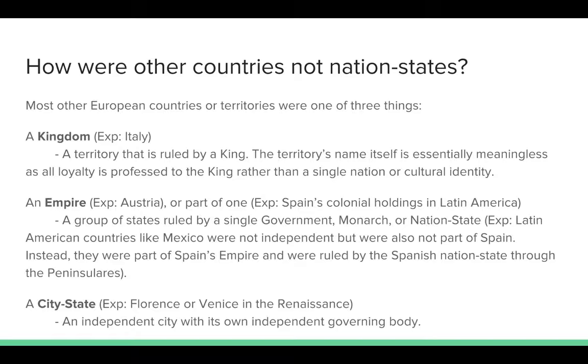You might be asking at this point, well, if that's the case, then how is Spain both a nation state and an empire? To be honest, you can be both. Spain itself is a nation state that had an empire. It had colonial holdings, and we'll get more into that when we get to what's called imperialism. Lastly, and this is at this point really rare, something else would have been a city-state. A city-state is an independent city with its own independent governing body. This might be Florence or Venice from the Renaissance, or Athens in ancient Greece.